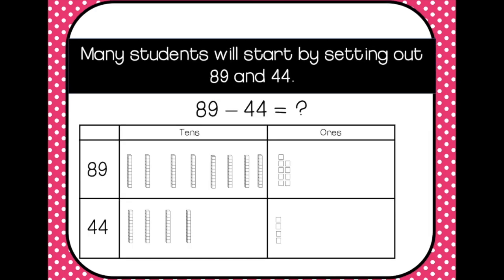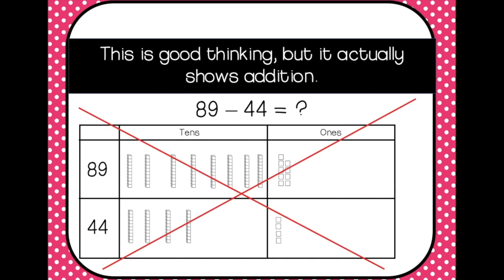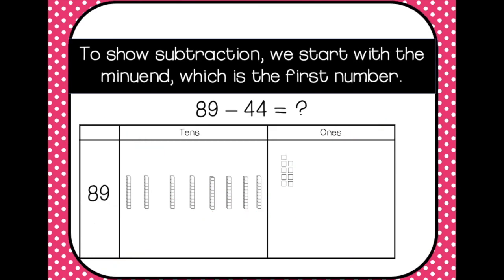Many students will start by setting out 89 using the base 10 blocks and 44 using the base 10 blocks. This is good thinking, but it actually shows addition, not subtraction. To show subtraction, we start with the minuend, which is the first number in a subtraction question. And the minuend in this question is 89. So you'll see I have 8 tens and 9 ones.